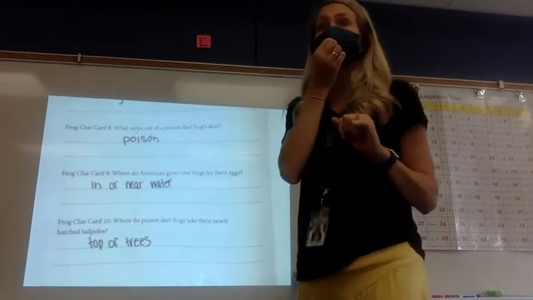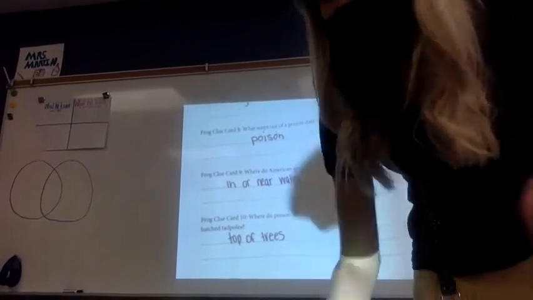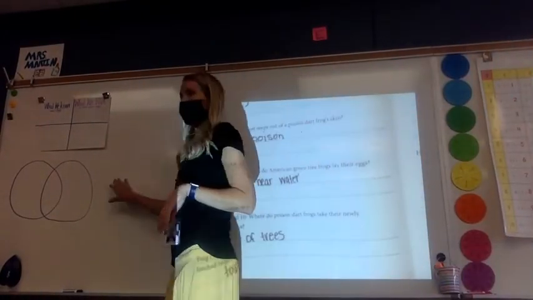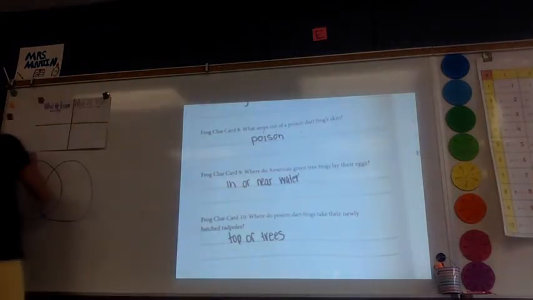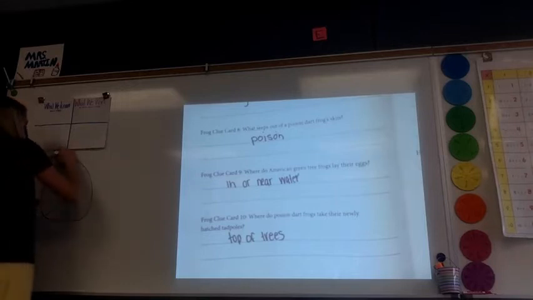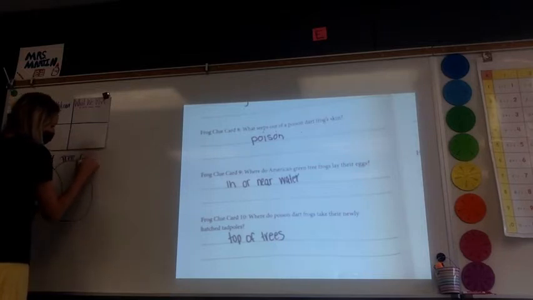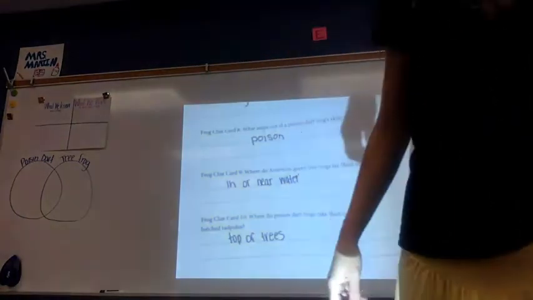We are going to be looking at Venn diagrams. If you look up on my board, not perfect, I have a Venn diagram here. Our Venn diagram could have poison dart frog and tree frog. These are the two frogs we're going to read about today, and we're going to be comparing them. Okay? Sound good?